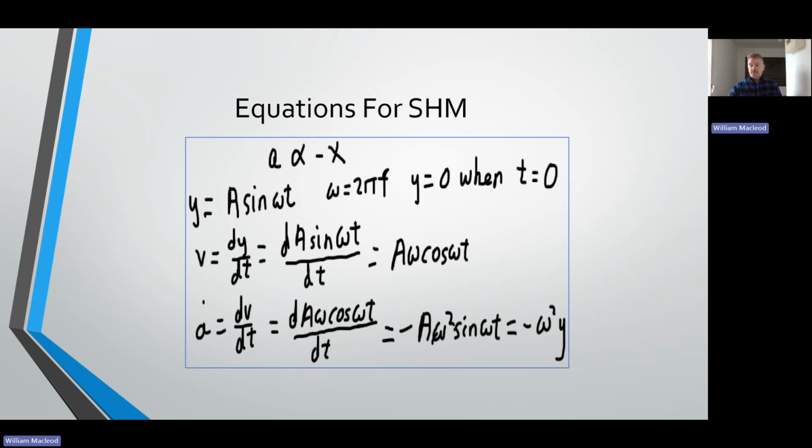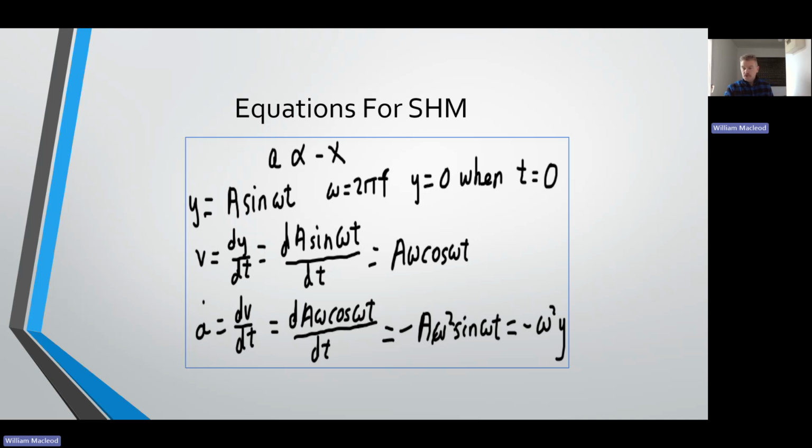Simple harmonic motion can be described in terms of sine and cosine waves. That one there, y is equal to a sine omega t, can be applied when the displacement, that is the y, is equal to 0 when t is equal to 0. So that's when you can apply that equation. And the angular frequency would be omega is equal to 2 pi times the frequency.